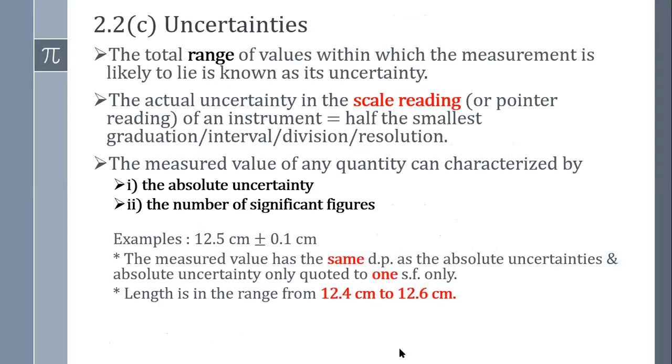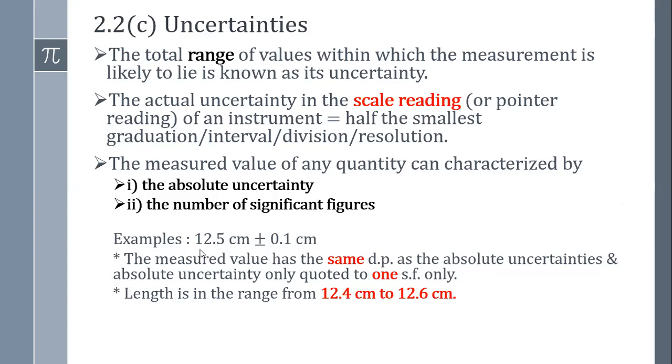So that's the first part of the topic. The second one is going to be calculation. As I said last time, when we write a reading, we write plus minus. If you use a ruler, you write plus minus 0.1. For example, the uncertainty is the range of values within which the measurement is likely to lie. It's called uncertainty, the plus minus 0.1.